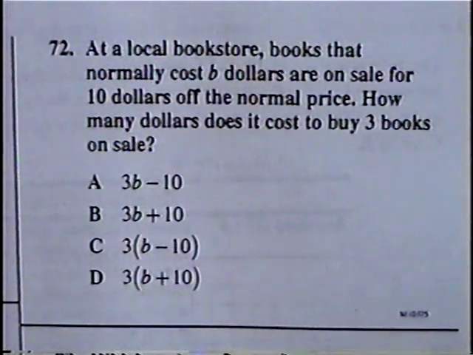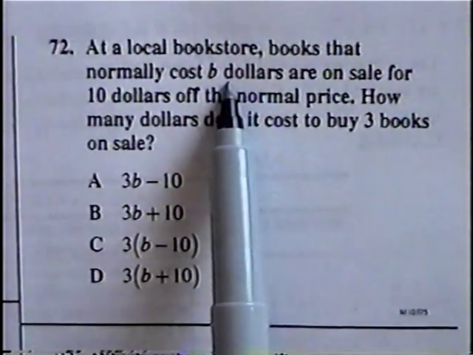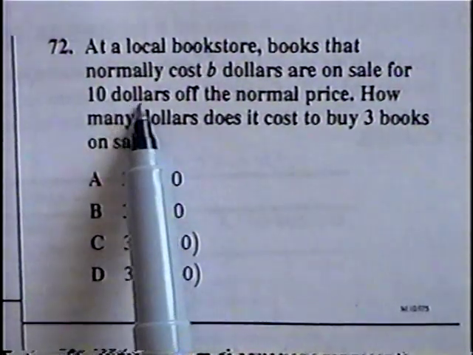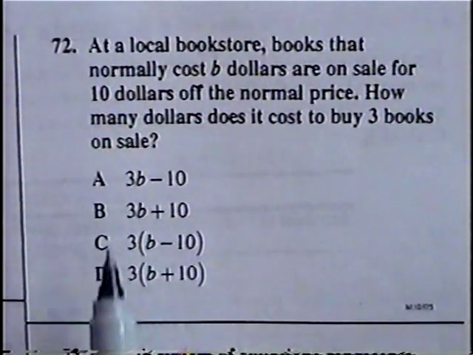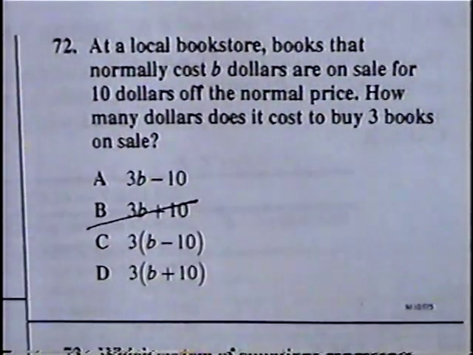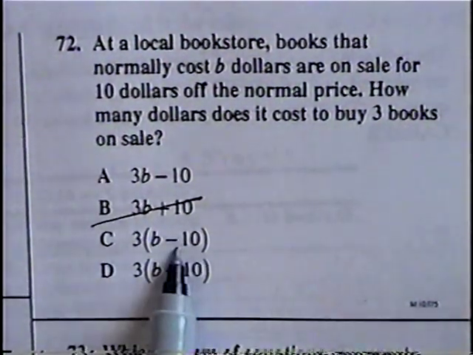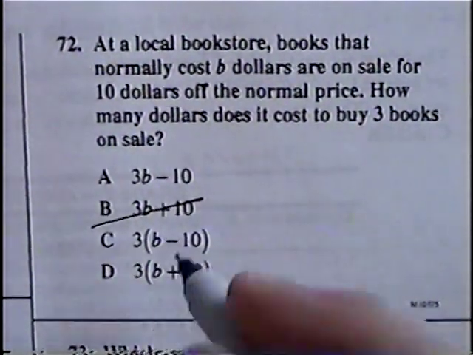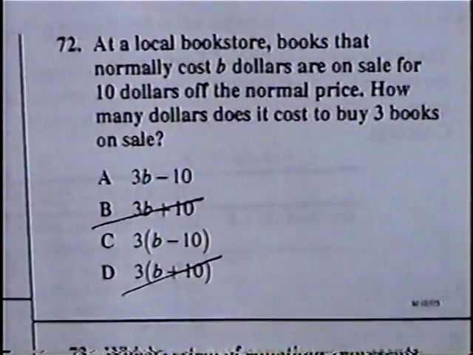In this question, the books sell for $B and they're on sale for $10 off, which means we'll be subtracting $10. Letter A has minus 10. Letter B is adding 10, which should be incorrect. Letter C is minus 10. And letter D is adding 10, which should be incorrect.